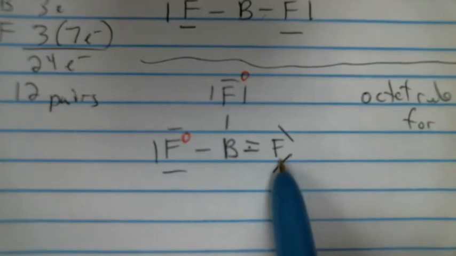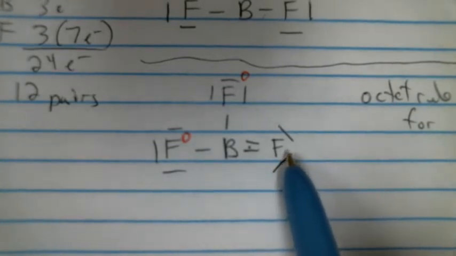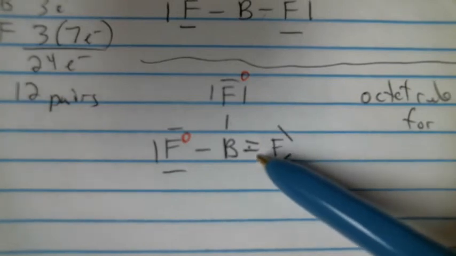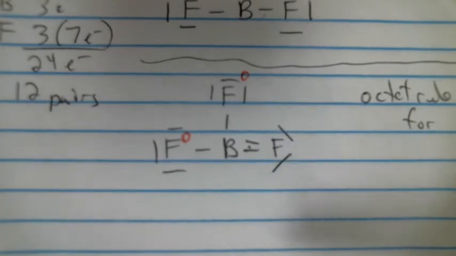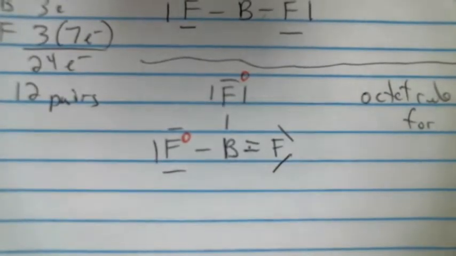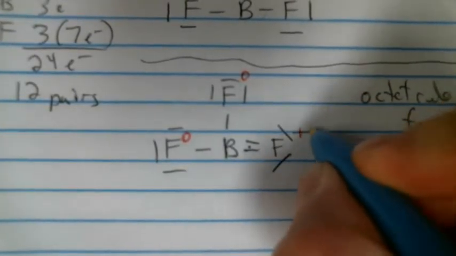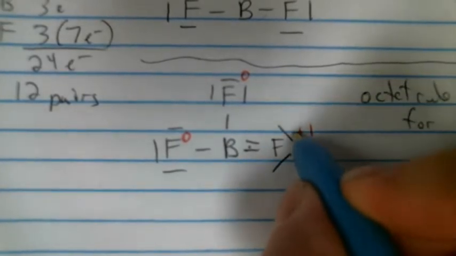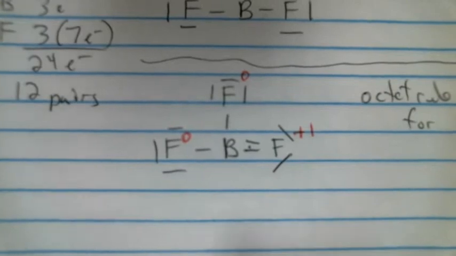What about this fluorine? It's supposed to have 7. It owns 2, 4, 5, 6. Aha. Now, write down what you think the formal charge is then. It's supposed to have 7. It only has 6. So it makes sense that it's plus 1. So it's plus 1 formal charge.